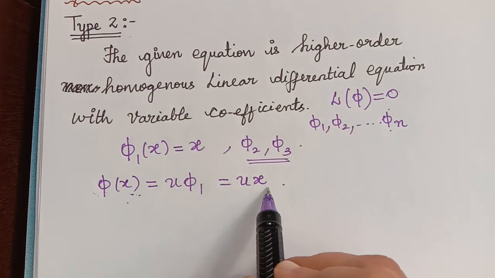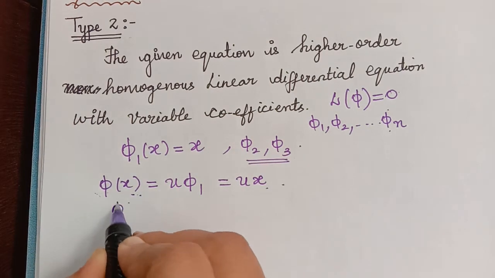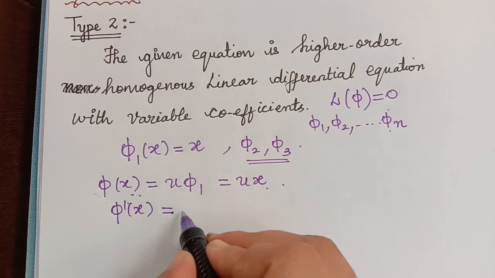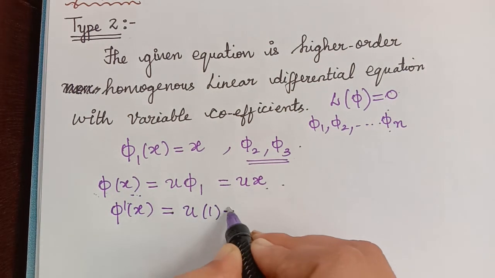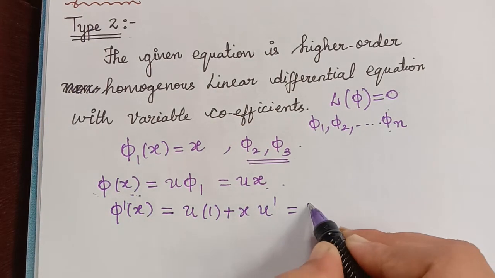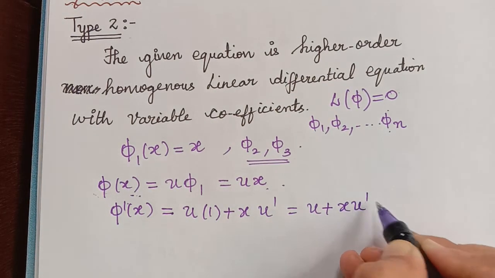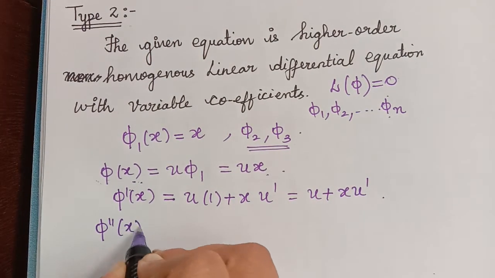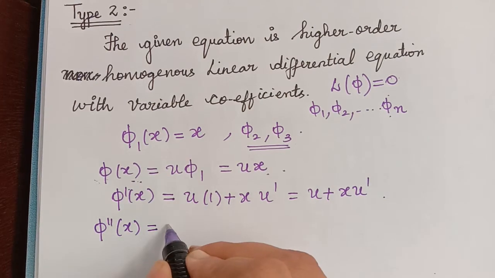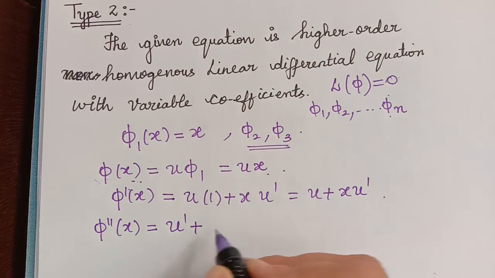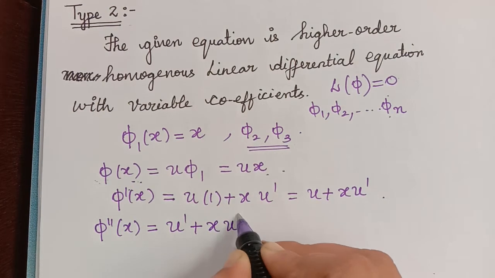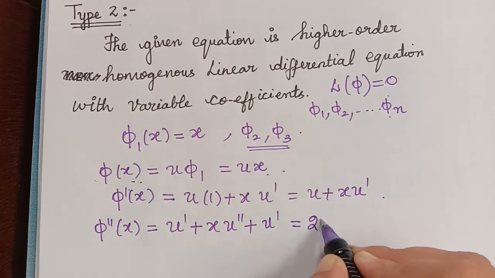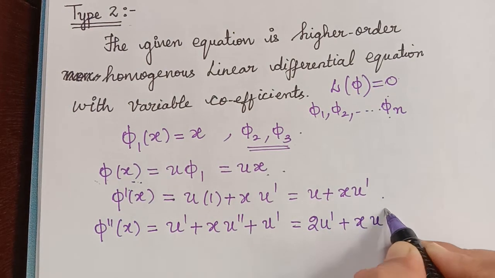Now phi of x is equal to ux. So from this phi dash of x we have to find, which will be equal to, now we have to use the uv method here. So u multiplied with 1 plus x multiplied with u dash. So it will be u plus x u dash. And then we have to find phi double dash of x. So phi double dash of x will be equal to, the differentiation of u is u dash, plus the differentiation of x u dash is x u double dash, plus for x it is 1 and u dash. And so this is 2 u dash plus x u double dash.